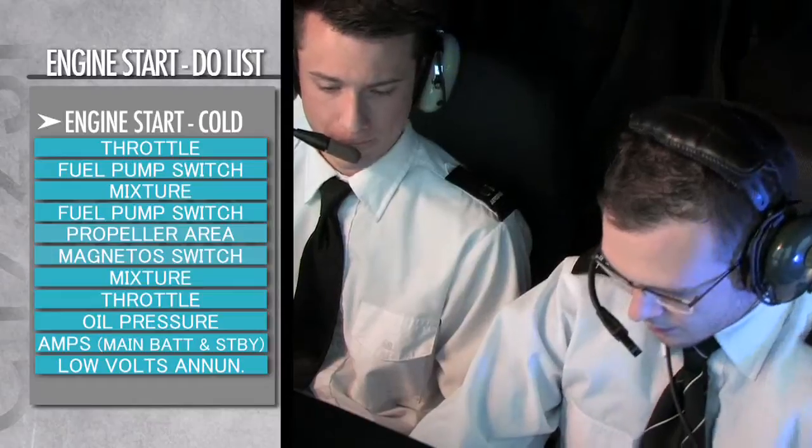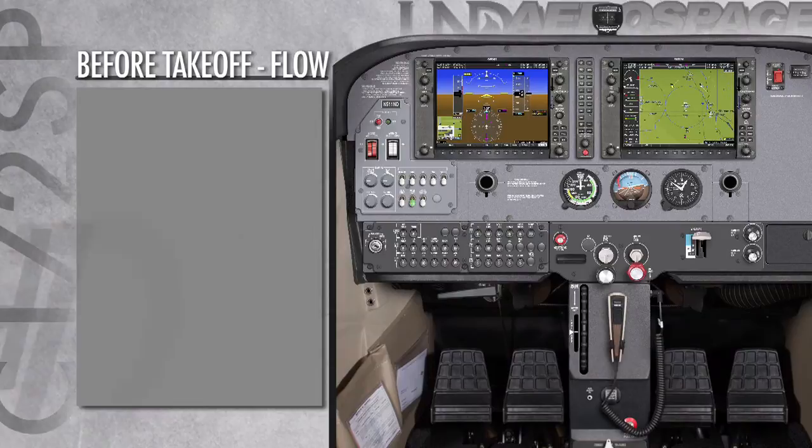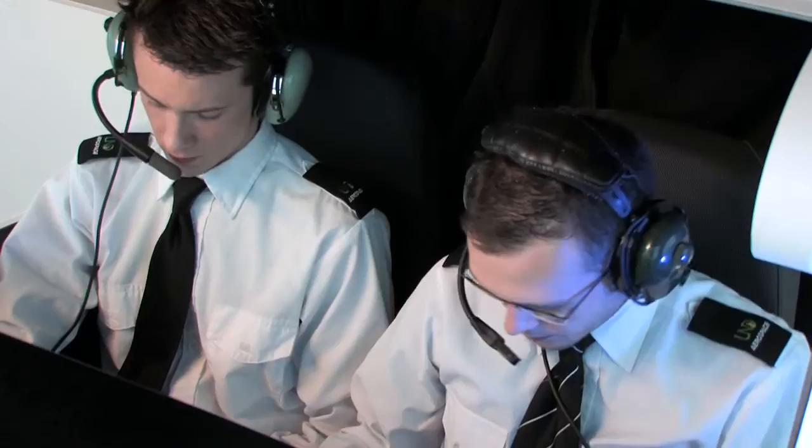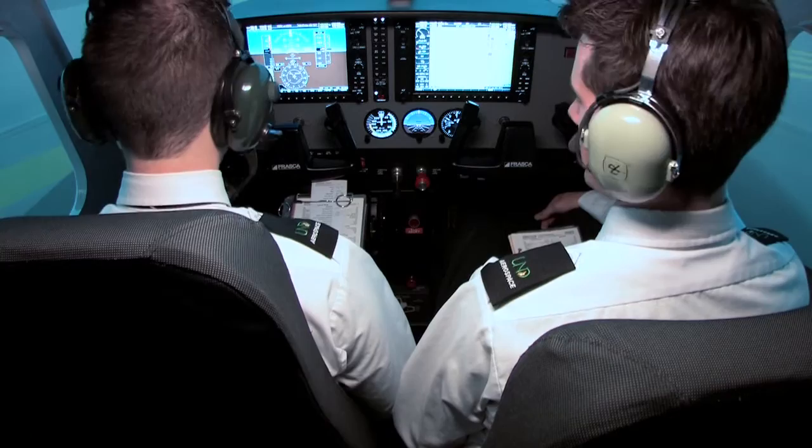The flow pattern is to be initiated by the pilot flying, without any prompting from the pilot monitoring. Once the flow pattern is complete, the pilot flying will call for the appropriate checklist. The pilot monitoring then starts at the beginning of the checklist and waits for a specific response from the pilot flying. This response is the checklist item's present condition or position.